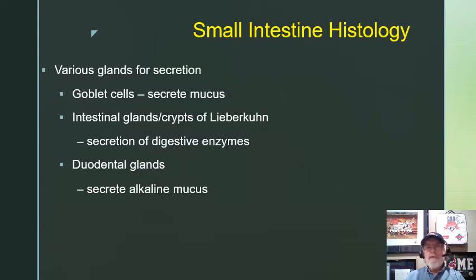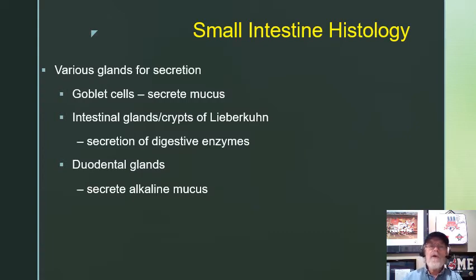So inside the small intestine they have what are called goblet cells, and these goblet cells secrete a mucus, and that mucus lines the intestine as well. Particularly very important in the duodenum because of the acidic nature. They have to sort of buffer things, and usually it's more of an alkaline mucus that's produced by the duodenal glands, and the alkaline is buffering the acid of the gastric contents.